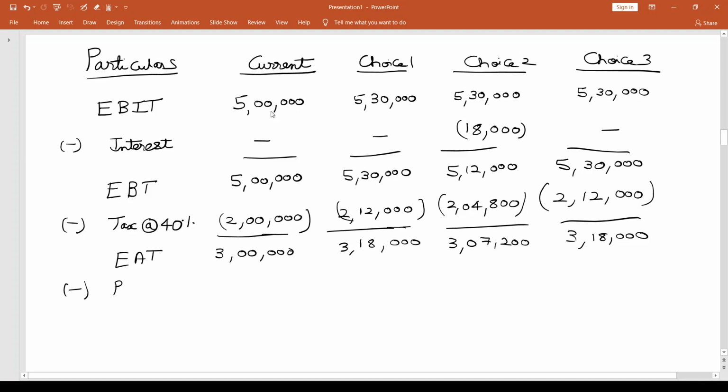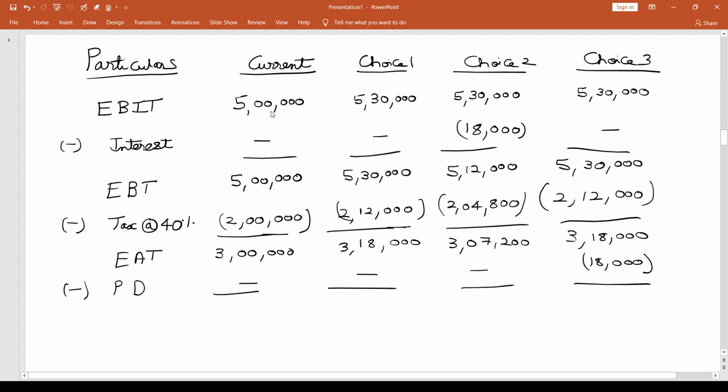Earnings after tax minus preference dividend. Let me abbreviate it as PD, preference dividend. I'm going to be having preference dividend only in the third choice. As of now, it's all equity, no preference dividend. Choice 1 is again equity, no preference dividend. Choice 2 is again debt, no preference dividend. I'm going to have 6% preference shares in choice 3. So that's going to give me preference dividend of 18,000. So I will make the subtraction only for choice 3.